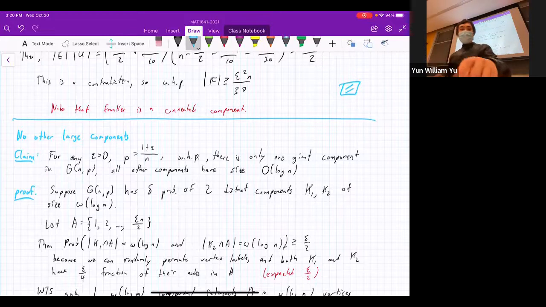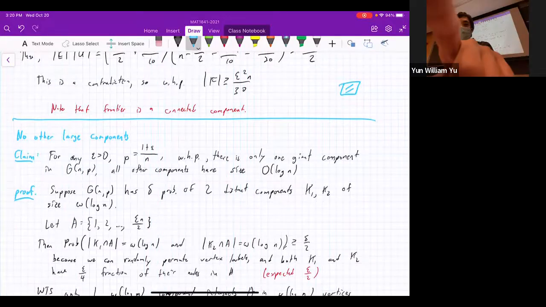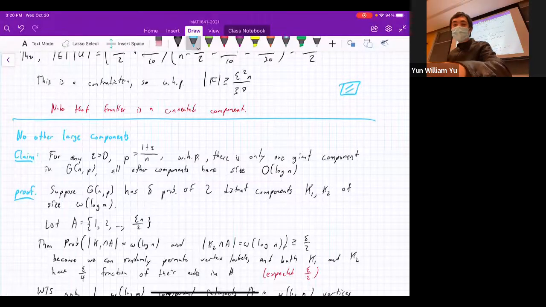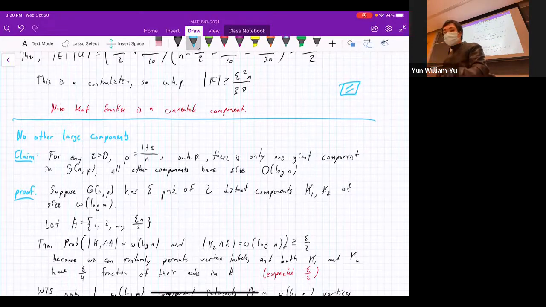Okay, any questions before we move on to percolation theory? So more general. Percolation theory is going to start talking about other types of models of random graphs that have some biological applicability. I mean, not just biological, physical applicability. Okay, so let's go on.